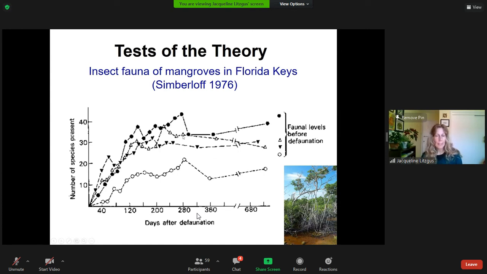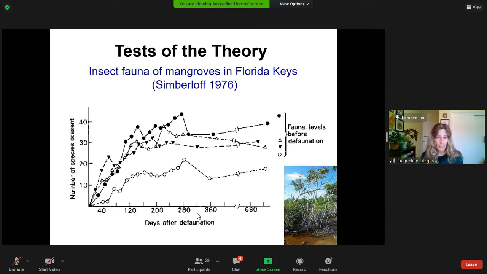So there's this up and down going on, immigration and extinctions, happening until at the end of about 3 years, the equilibrium number of species on the mangles was pretty similar to what it was before. It's a pretty slick experiment to test this theory of island biogeography. So that was one experiment.